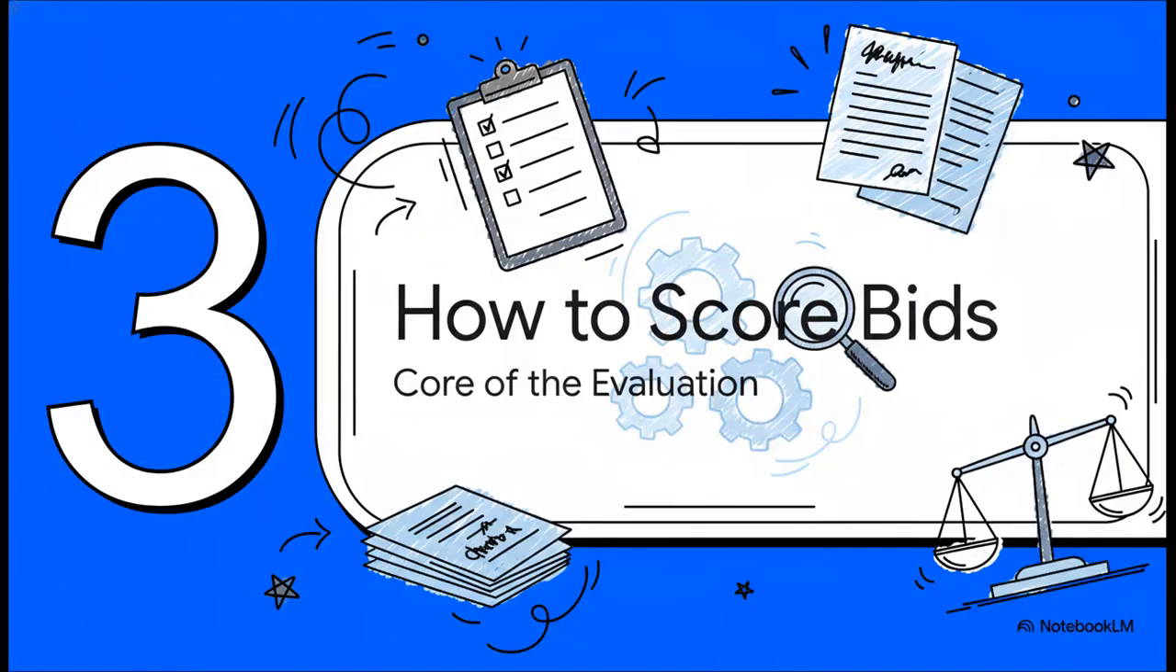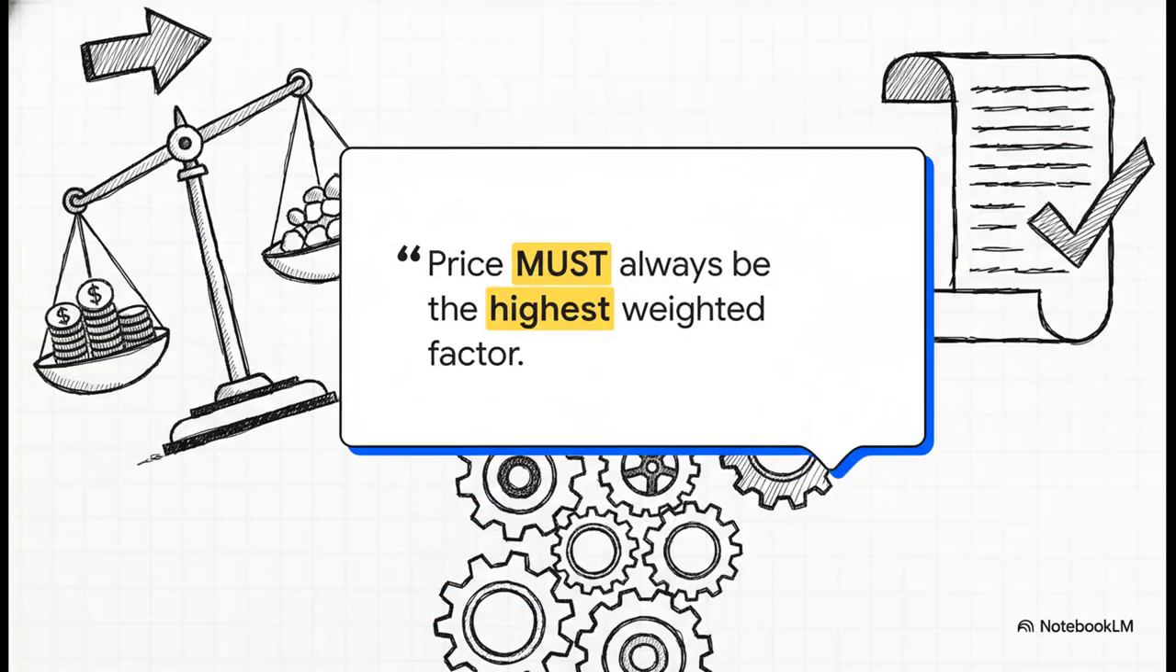That's it. With the basic setup out of the way, we can get into the real meat of it, scoring the bids. This is the heart of your evaluation, and it's where your careful review really comes into play. Now, if there is one thing you take away from this entire guide, let it be this. Price must always, always be the highest weighted factor. I can't stress this enough. It is the number one non-negotiable rule in all of E-rate. Other things matter, for sure, but cost is king.